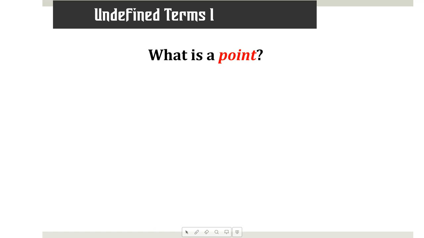Olivia, what's your description of a point? Okay, Bella? Okay. Sia, what's your description of a point? A point is a specific place on a graph and can be written as x comma y.